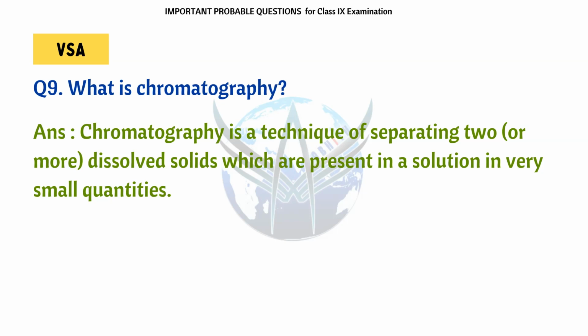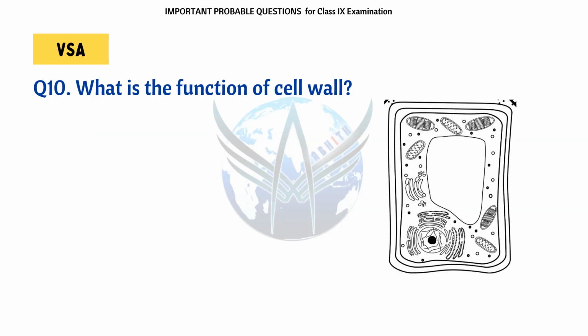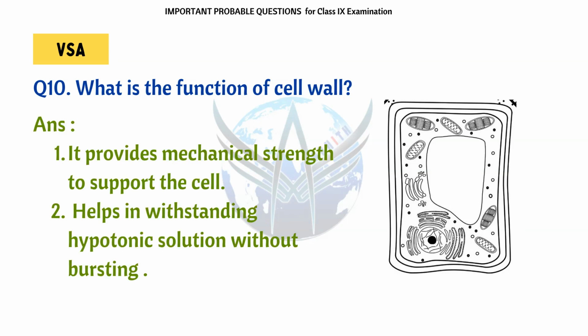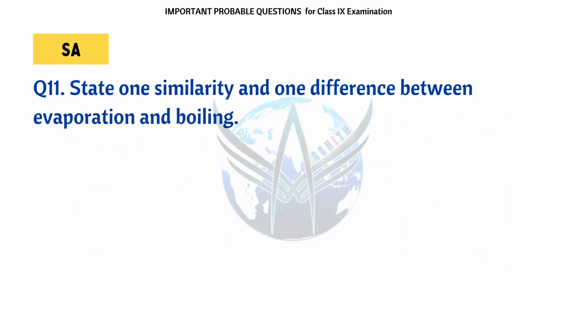Question number 10. What is the function of the cell wall? Cell membrane and cell wall, we have discussed both earlier in our classes. There are many functions of the cell wall, but I have written two of the major functions. Number 1, it provides mechanical strength. Number 2, it helps the cell withstand hypotonic solution.